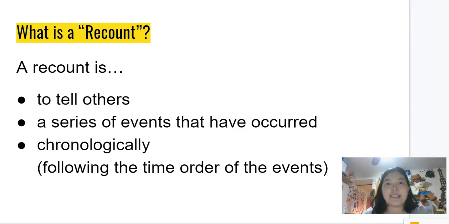A recount is a writing to tell others a series of events that have occurred to you chronologically, which means that all the events should be described and explained in time order. Okay, a series of events happen to a character in time order, chronologically. So this is a recount, retelling the events, the story.